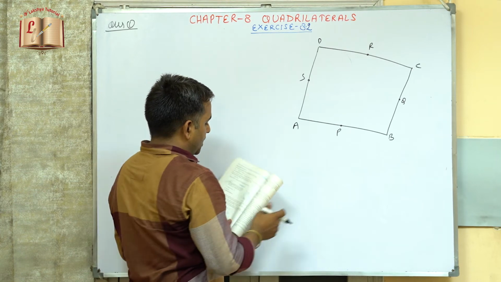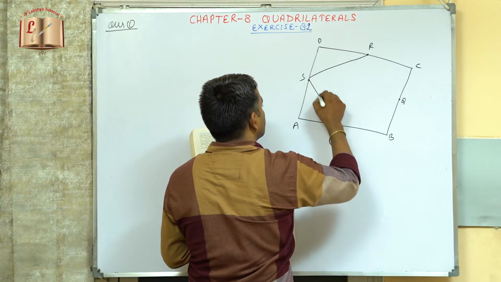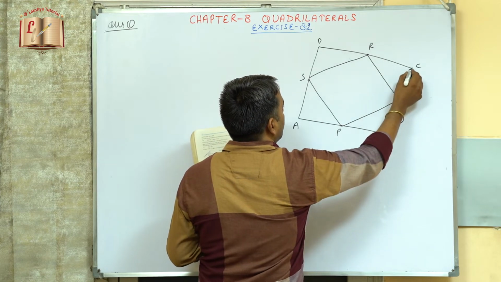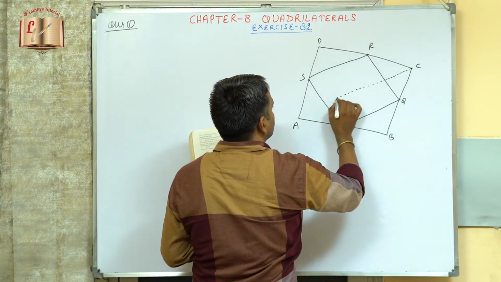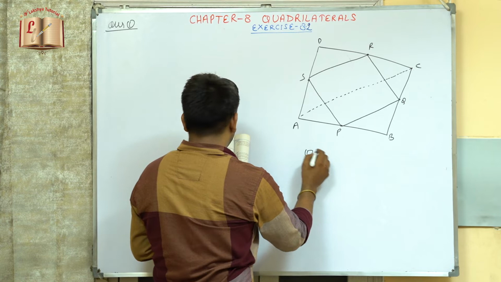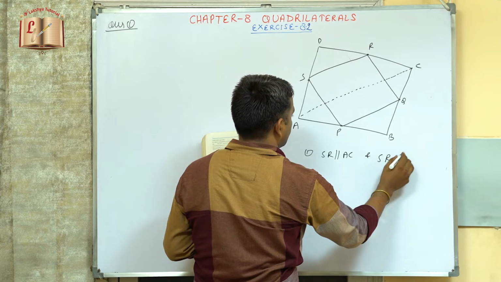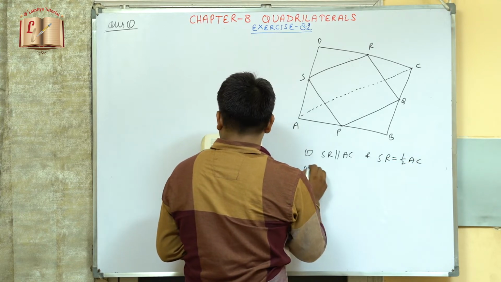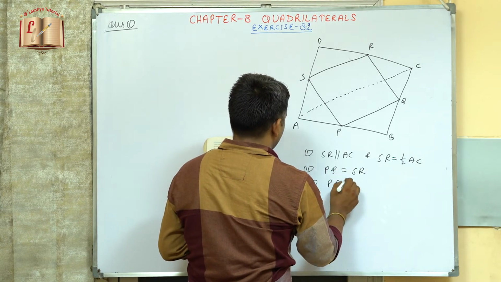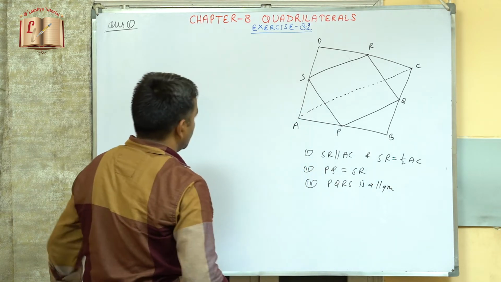This is A. Now these midpoints are already joined, and this diagonal AC is already joined. So we need to prove that the first one is SR is parallel to AC and SR is equal to half of AC, the second one is PQ is equal to SR, and the third one is PQRS is a parallelogram. So this is all we need to prove.